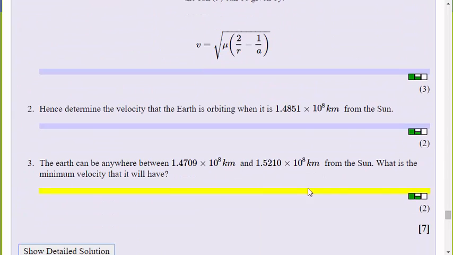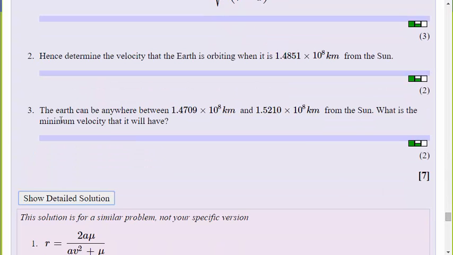On this one, the next question was very simple. It just asked, determine the velocity that the Earth is orbiting when it's this far away from the Sun. So all we would have used is this formula, replaced the radius with that value, and found v. And then the next question is, the Earth can be anywhere between a distance here and a distance there. That's the limits for the radius.